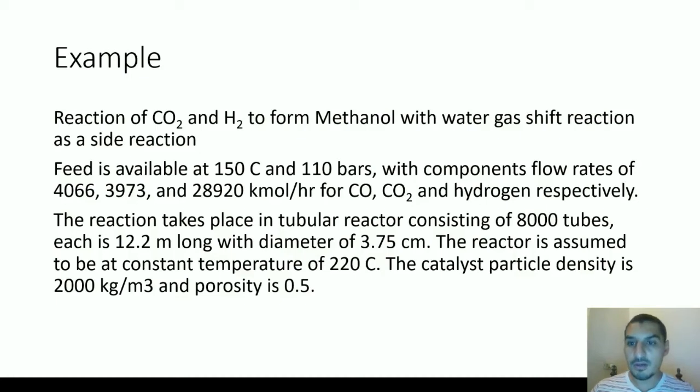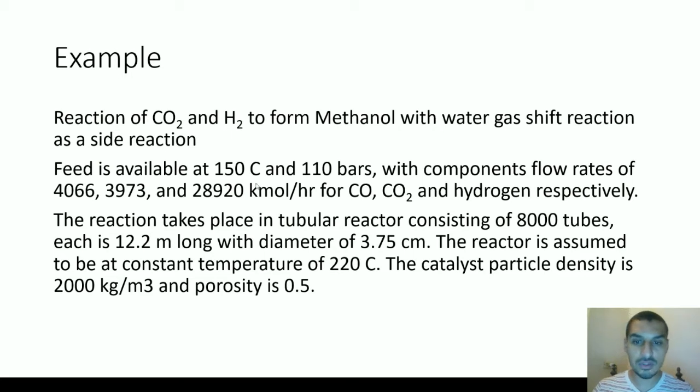Hello everybody. So we are going to solve now an example for the Langmuir-Hinshelwood kinetics in Aspen Plus. And this is an example that we mentioned in the previous video about the methanation reaction where carbon dioxide reacts with hydrogen to form methanol. And we have a side reaction, which is the water gas shift reaction.